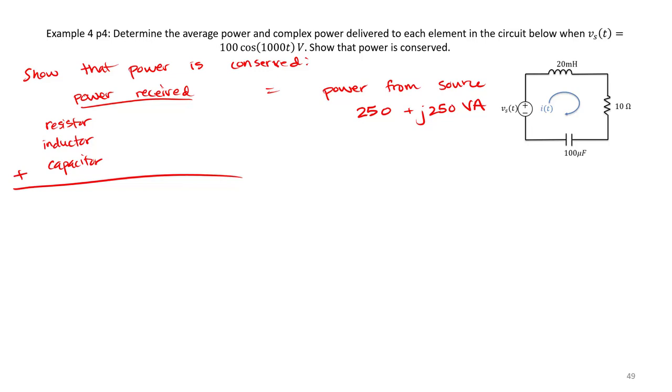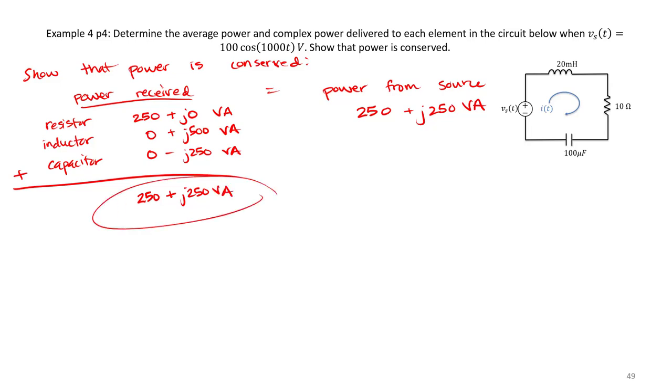So let's add those together. We know the resistor gives us 250 plus J0 volt amperes. Our inductor gives us 0 plus J500 volt amperes. And our capacitor gives us 0 minus J250 volt amperes. If we combine the real and imaginary parts, we see that we get 250 plus J250 volt amperes. These two quantities are equal, so power is conserved.